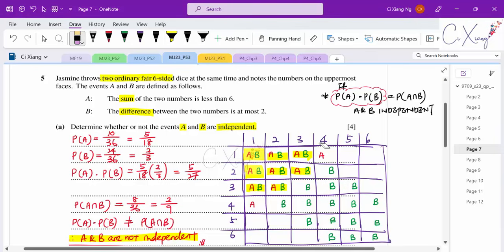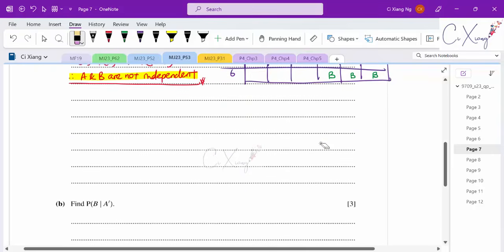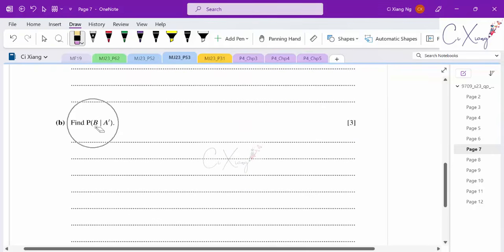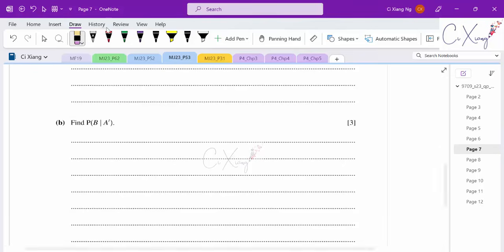Alright, so let's proceed to part 2. For part 2, they want us to find this probability, which should be a conditional probability. So for this conditional probability, if you want to write it out in formula form, it should be B intersect with A prime, then divided by the probability of A prime. A prime means the event A doesn't happen.